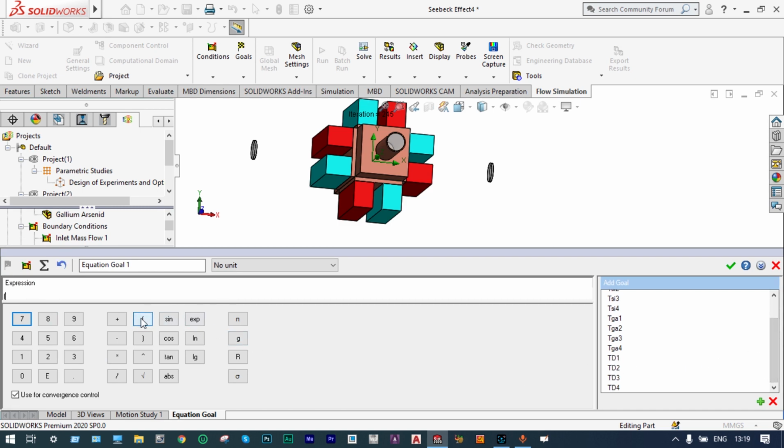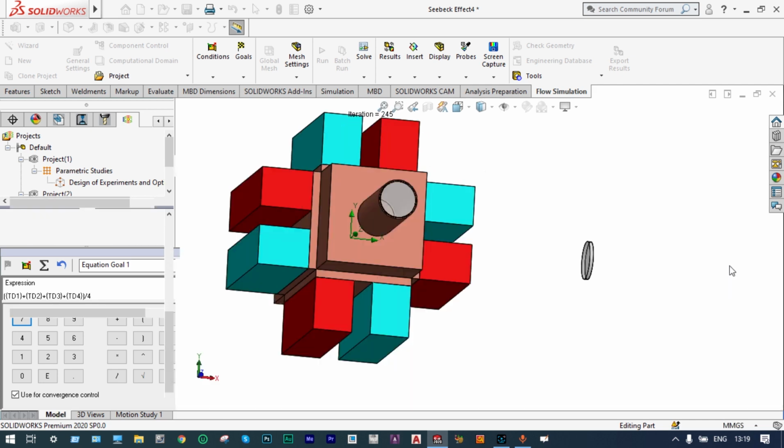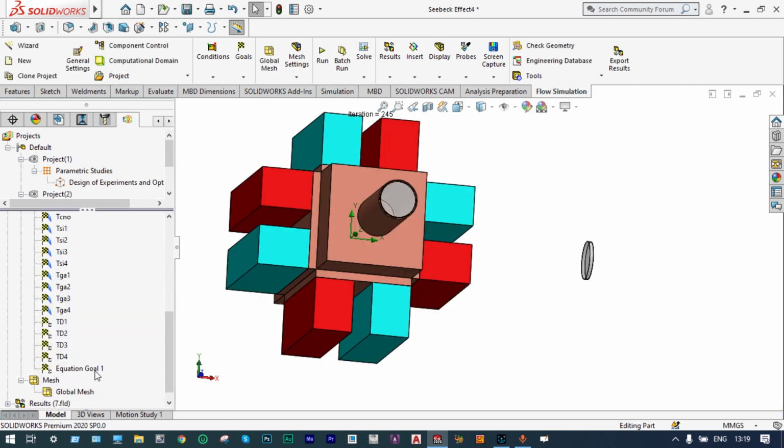Starting from here, bracket, temperature difference 1 plus temperature difference 2 plus temperature difference 3 plus temperature difference 4, bracket closed, divided by 4. That will provide the average temperature difference on these sets. Again check. So we can rename this one as average temperature difference.